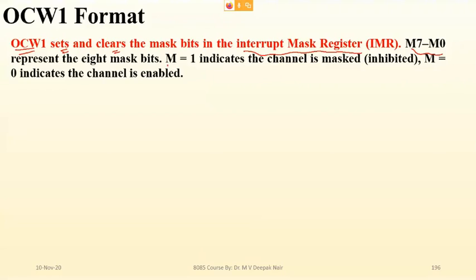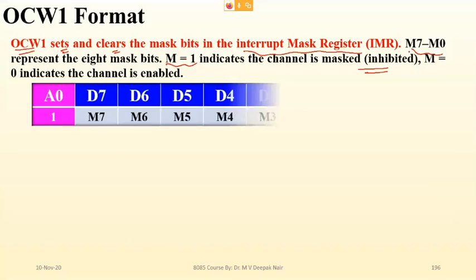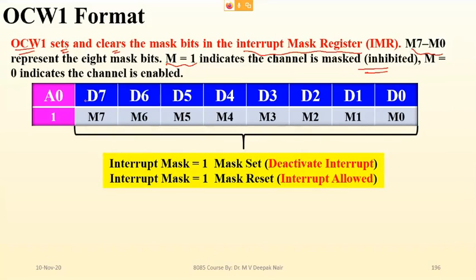And if it is 1, then that particular line is masked. Masked means it will not be allowed to generate any interrupt. Masking means stopping. So if that particular bit is 1, then that line cannot generate any interrupt. Let us check what that means. Remember, this particular OCW is for the high port address. It is passed to the high address because A0 is 0.